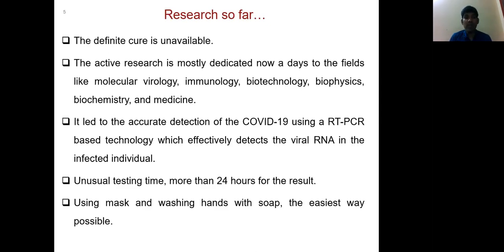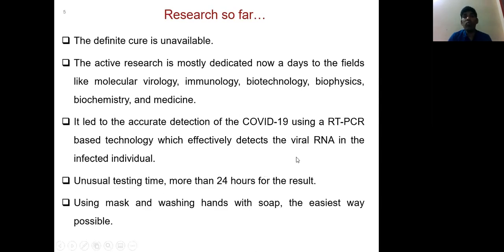But there is a drawback as well: it has unusually long testing times. When we do the test, it takes about 24 hours for the results, due to which we are still not able to contain the virus as effectively as we could. Most importantly, we came to know that to break the chain of this virus's spread, we can use masks and washing. We can wash our hands with soap regularly. This is the easiest way to avoid getting infected by this virus. So that's such a simple thing.